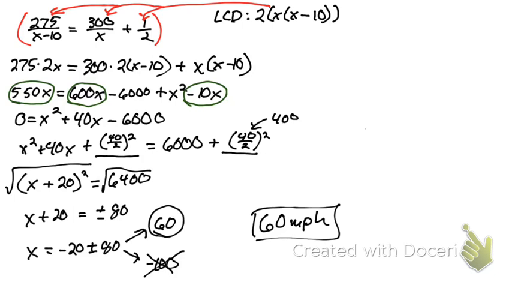So this was almost identical to the problems we did in all those word problems. The only difference was, while solving it, it turns into a quadratic. So it requires us to do one extra step.